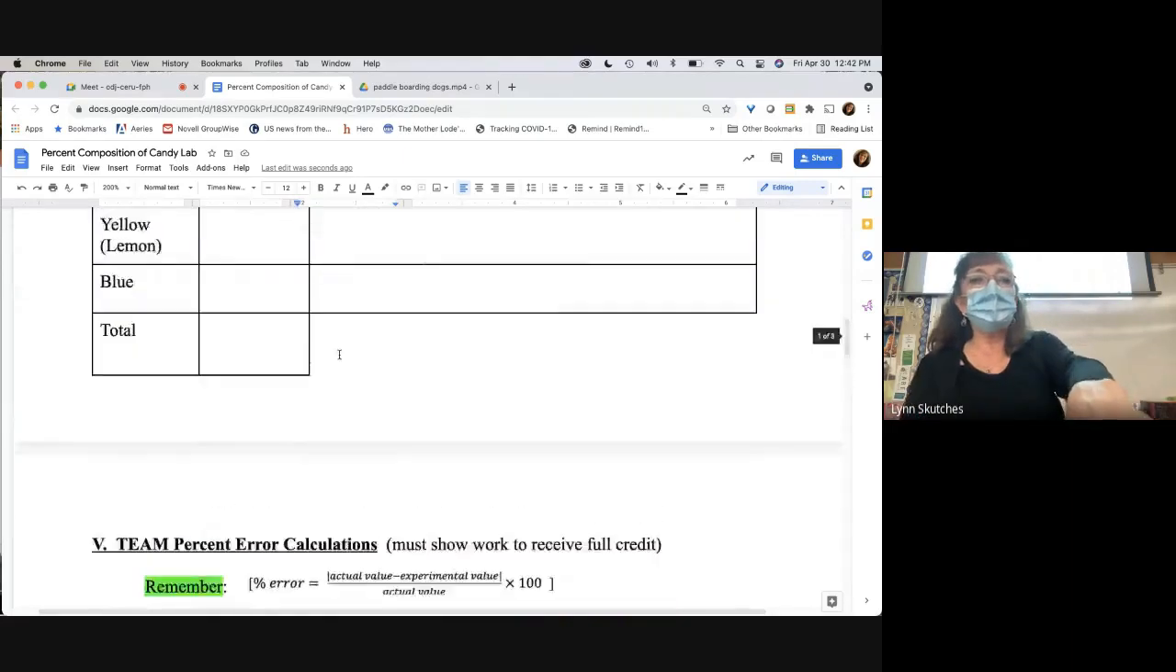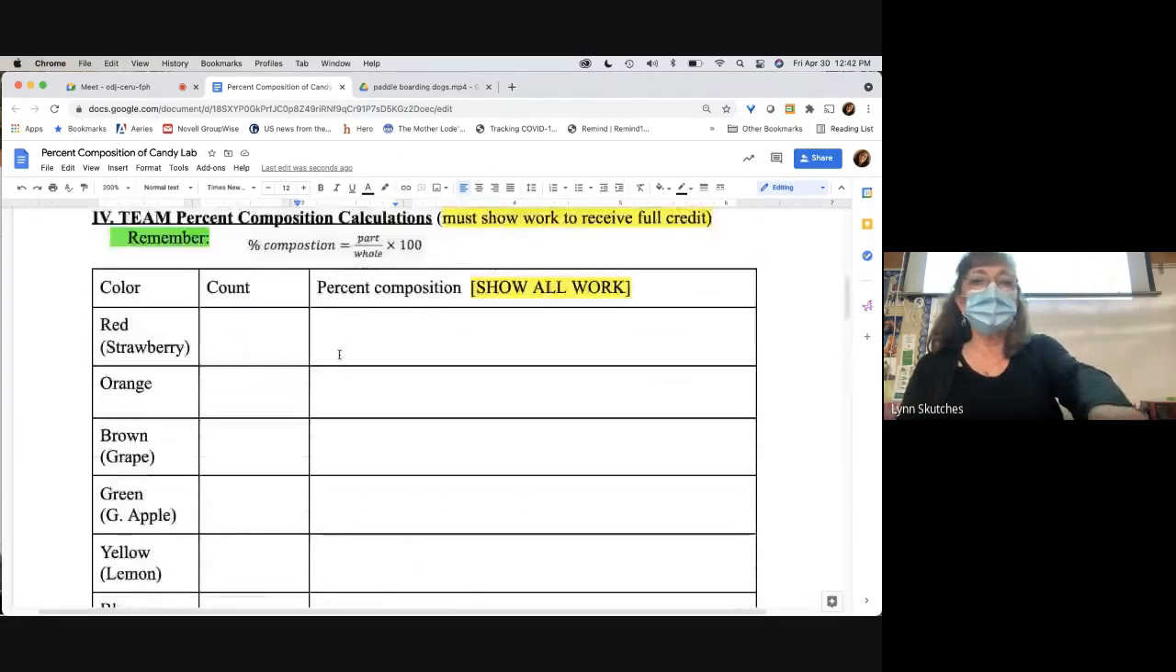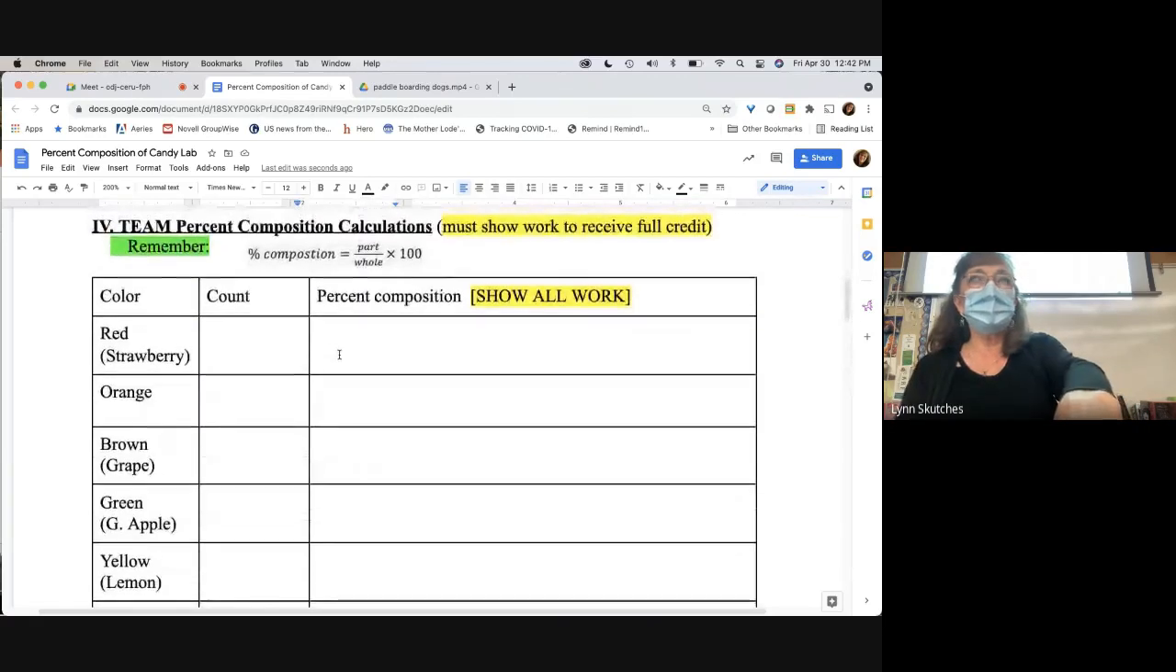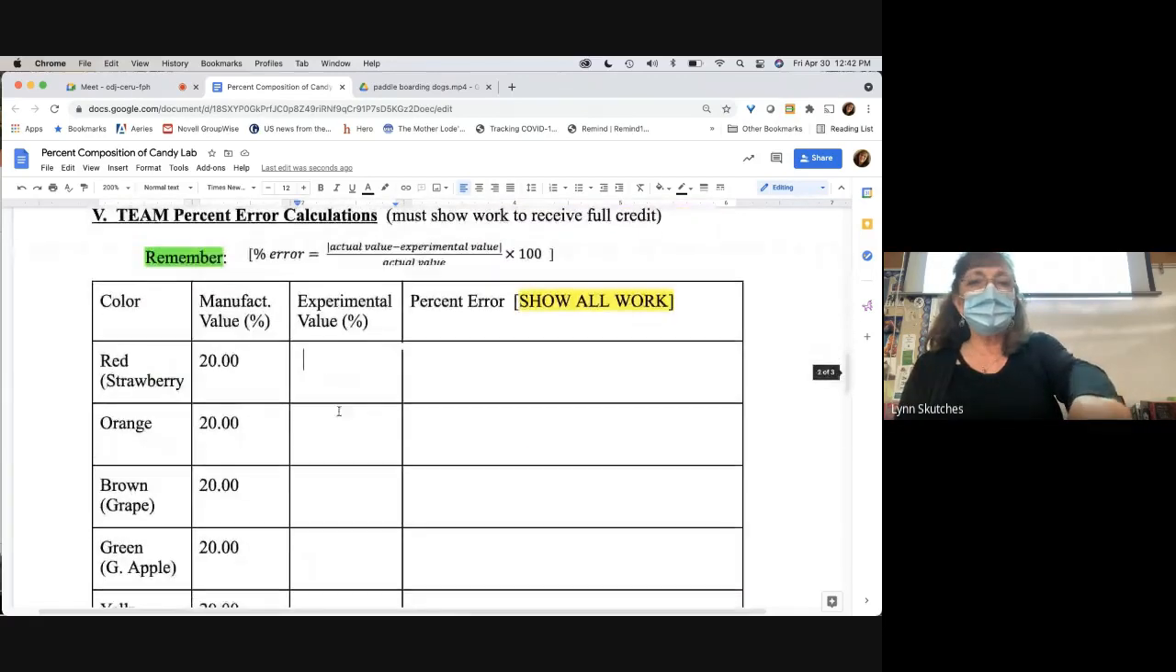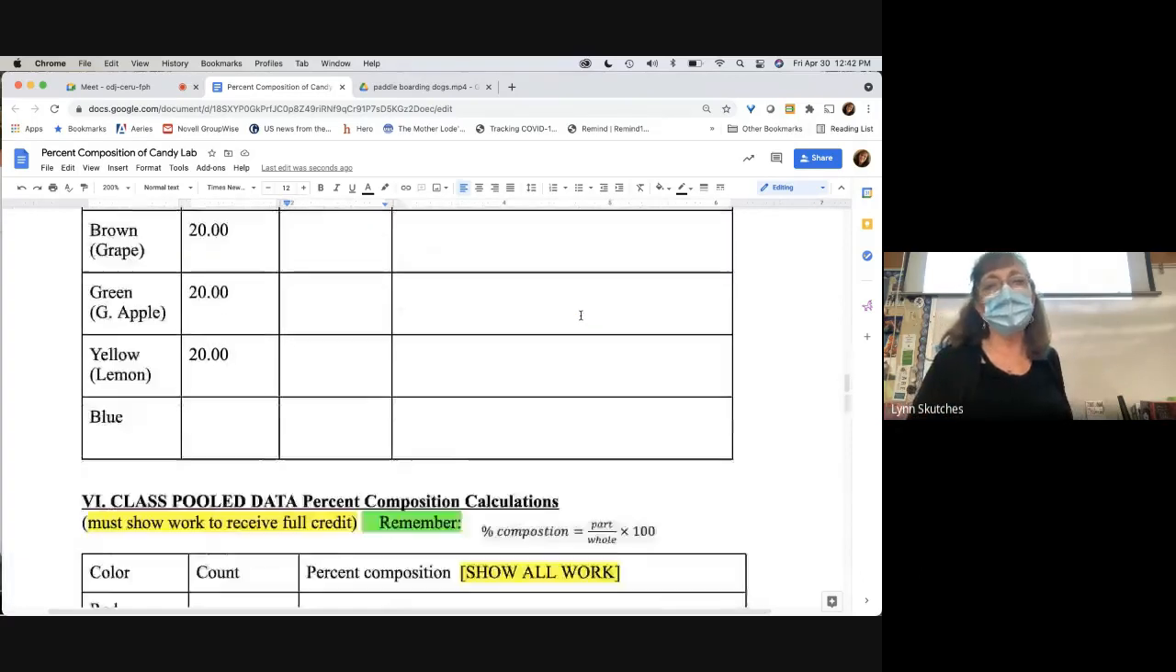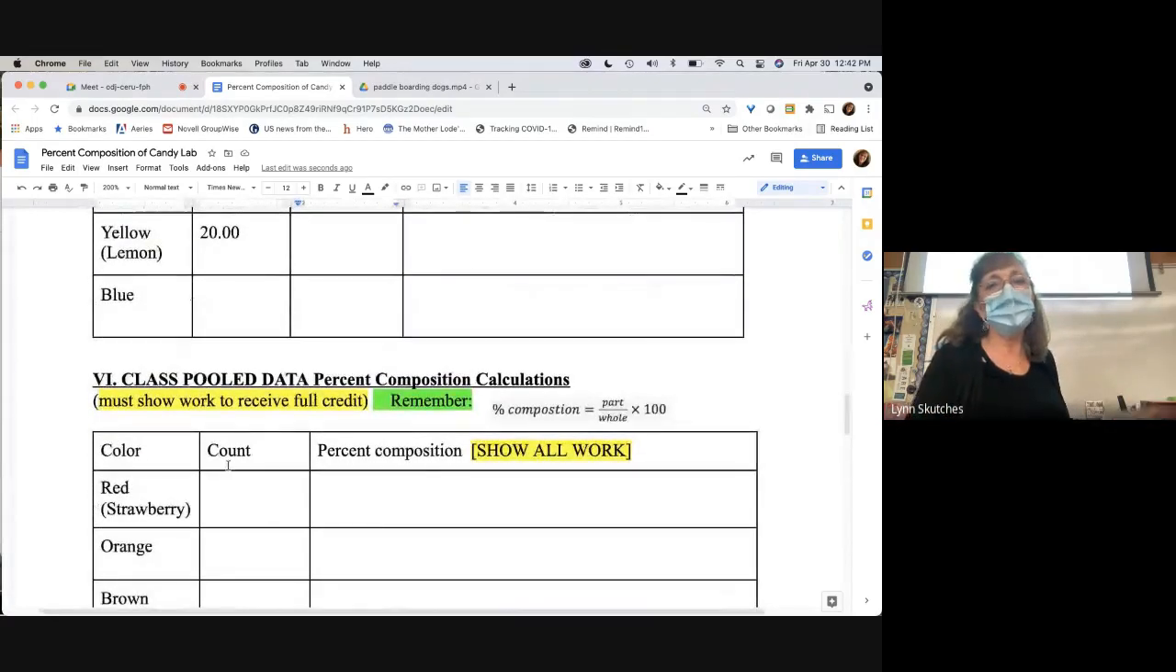All right. So percent error, you take the accepted manufacturer's value, in this case, minus your experimental. That's going to be the number that you get up here. Whatever your percents are up in part 4, that's going to be the second column. And once you have that difference, you divide by the 20 again, and then times that whole thing by 100. And I'll go through that with you if it doesn't make any sense.